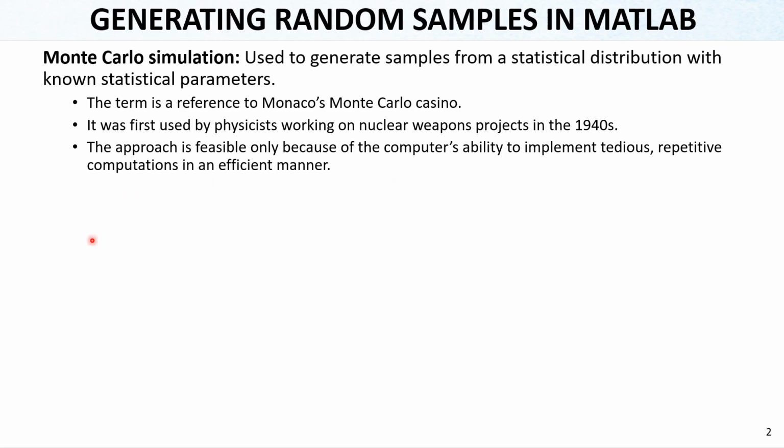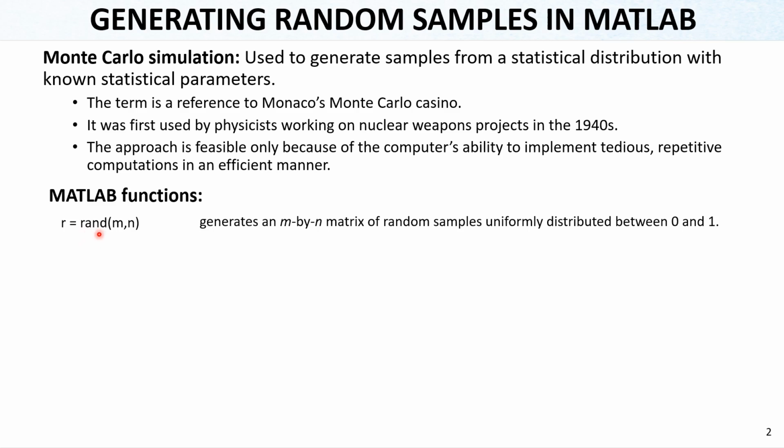Now in MATLAB, we have some functions to be able to generate data. For instance, we have the rand function, where m and n define an m by n matrix, with m rows and n columns, to generate random samples from uniformly distributed data between 0 and 1. Uniform means we don't have a bell shape, but just a rectangular shape. So we have a lower bound of 0 and an upper bound of 1, and we generate data between these using this function. And R is the matrix of samples generated.